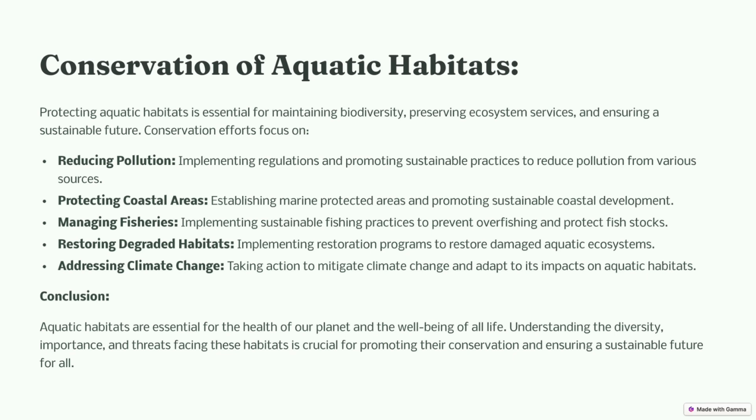Next, restoring degraded habitats, implementing restoration programs to restore damaged aquatic ecosystems, addressing climate change, taking action to mitigate climate change and adapt to its impacts on aquatic habitats. So aquatic habitats are essential for the health of our planet and the well-being of all life. Understanding the diversity, importance, and threats facing these habitats is crucial for promoting their conservation and ensuring a sustainable future for all.